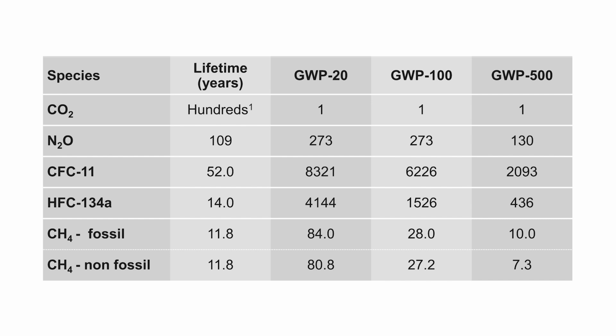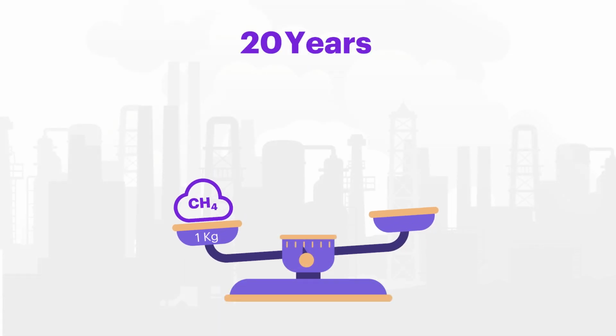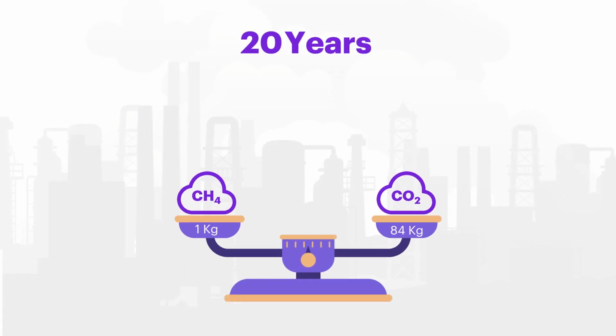For example, methane is more efficient at causing global warming than many other gases. In the first 20 years after being released into the atmosphere, methane is 84 times more potent at trapping heat than carbon dioxide. Over 100 years, methane is 28 times more potent than carbon dioxide, so the methane warming potential decreases with time. In other words, 1 kilo of methane is equivalent to 84 kilos of CO2 if measured in 20 years, and only 28 kilos of CO2 if measured in 100 years.